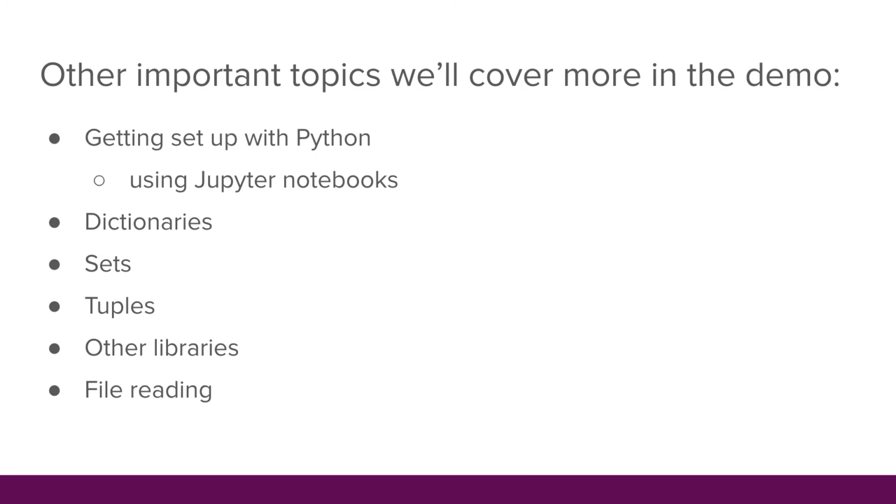Okay, so now I'm going to start switching over to the demo. There are a couple things that we're going to cover. Some of it is just a little bit of an overview of getting set up with Python, and then using Jupyter Notebooks. And then the other things that I think are important to talk about are dictionaries, which are analogous to maps, kind of like hash maps, and then also objects in JavaScript. There you go. That's what I was looking for.